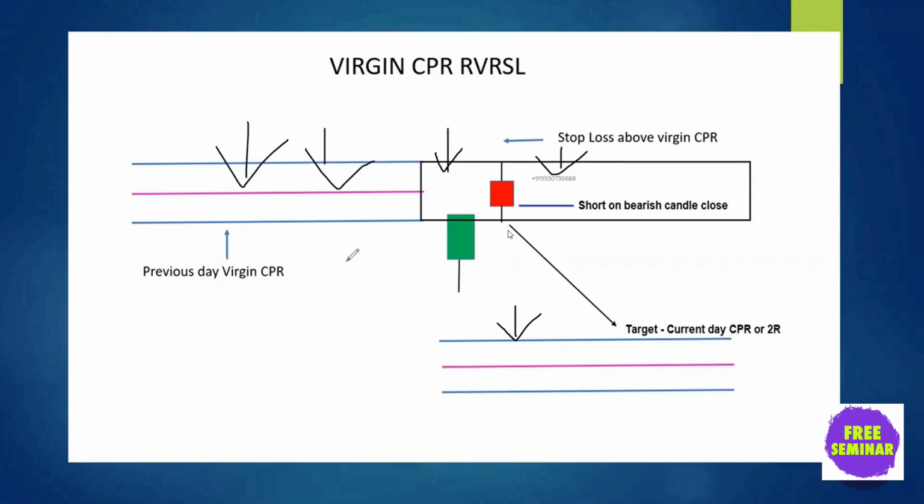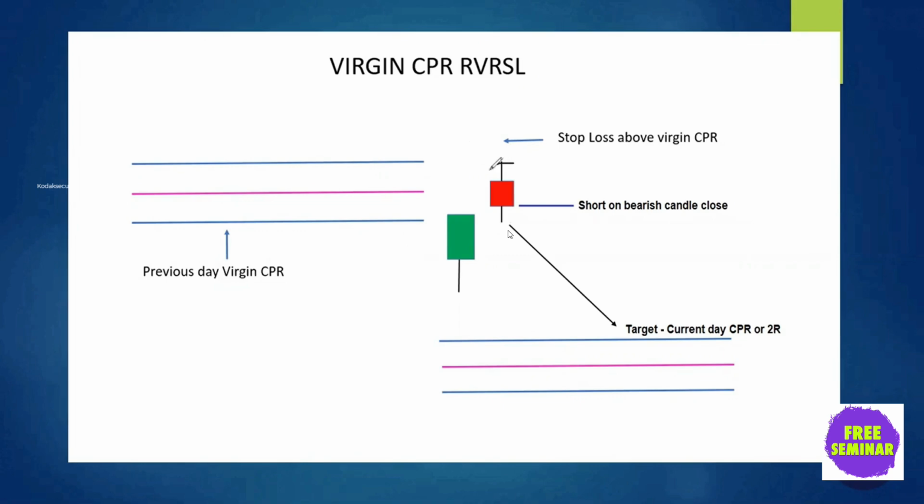And you look for the price action. You will see bearishness inside that virgin CPR. You can short this candle. You can see that next day market opened with a bullish candle. Doesn't mean that you will go long, because there is a virgin CPR resistance. At the same time, it doesn't mean that you should short here just because there is a virgin CPR. Wait for some candle confirmation. This is the candle confirmation. You can short. You can keep your stop loss above that virgin CPR. Take profit at current day CPR or 2R.